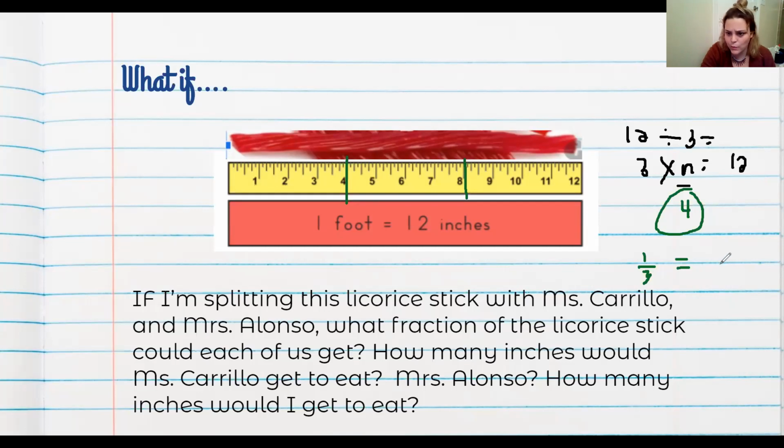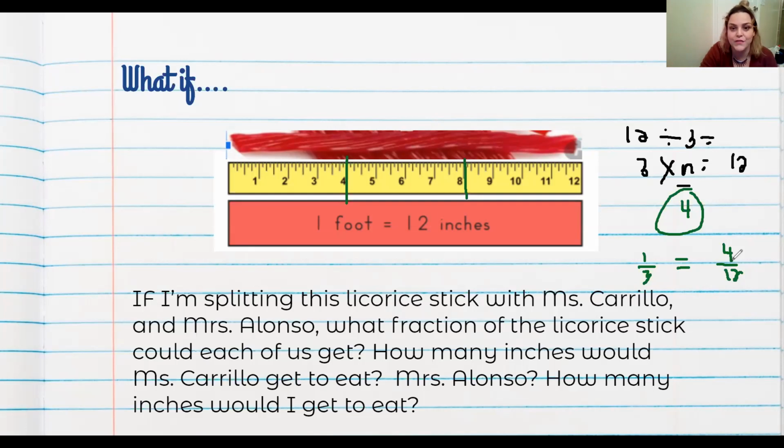So I know my whole's been partitioned completely into 12 parts, and each person got 4 inches. So really each person got 4 12ths. Does that make sense? Yeah, that totally makes sense. So I got 4 12ths, Miss Alonso got 4 12ths, Miss Carrillo got 4 12ths, or we each got 1/3. Both those fractions are equivalent to one another. And each person got how many inches? We each got 4 inches from the licorice stick. Thumbs up if you understood that.